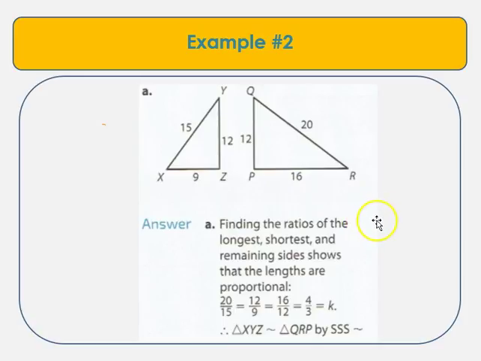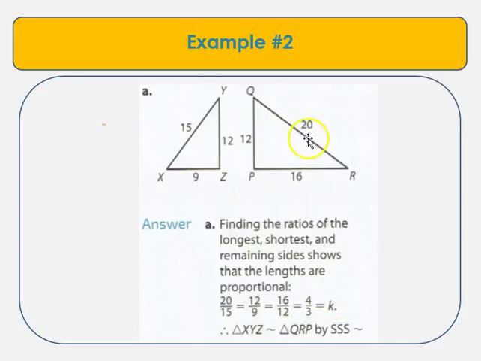By just looking at them, it's very hard to tell if they're similar. We do know that they have two angles that kind of look like they're 90 degrees, but we can't count on it. However, we do have the side lengths for both triangles. So let's take the longest and the shortest and compare them, and then put in the remaining sides and see if we have a consistent ratio.